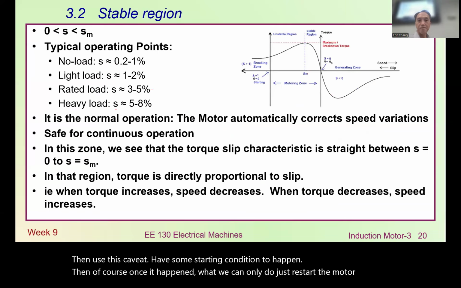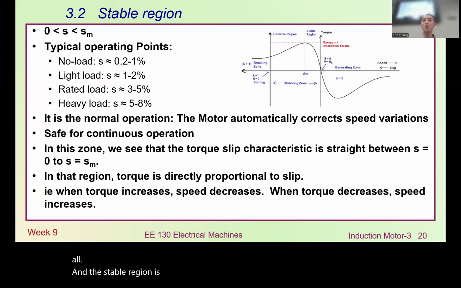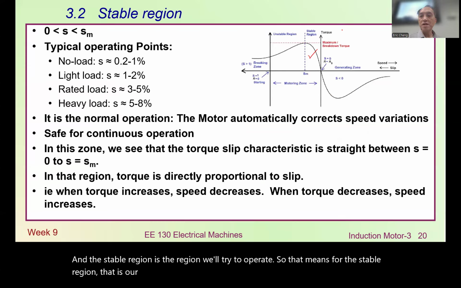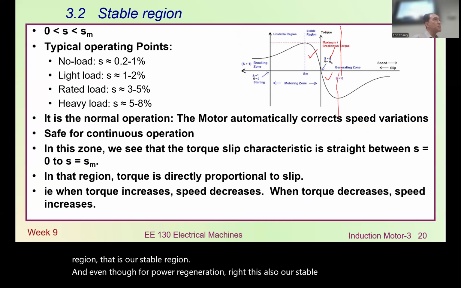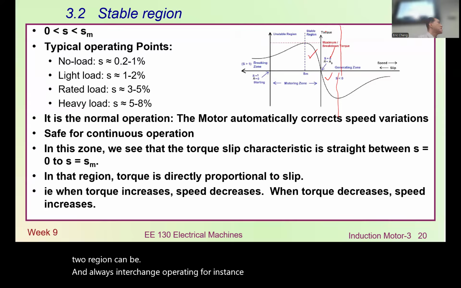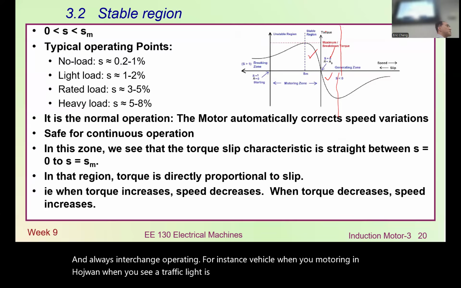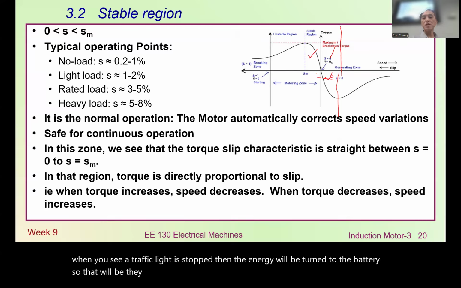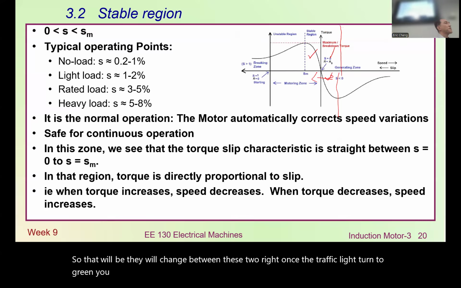That's all. And the stable region is the region we try to operate in. Even for power regeneration, this is also our stable region too. So these two regions, because when a vehicle changes from quadrant 1 to quadrant 2, can always interchange operating. For instance, when you're motoring in quadrant 1 and you see a traffic light stop, then the energy will be turned to the battery. So they will change between these two, right? Once the traffic light turns to green, you go again. So that's how it happens.